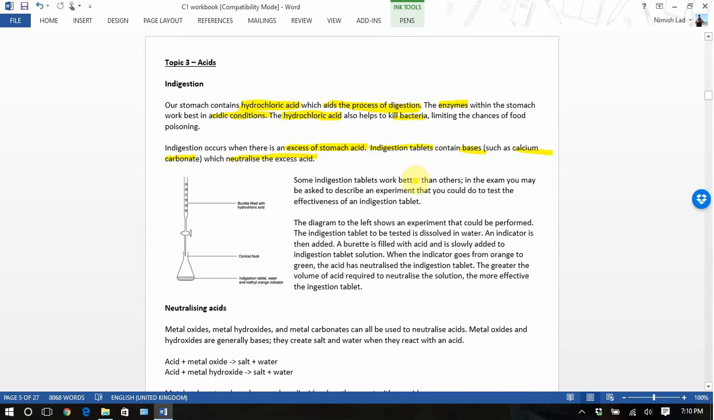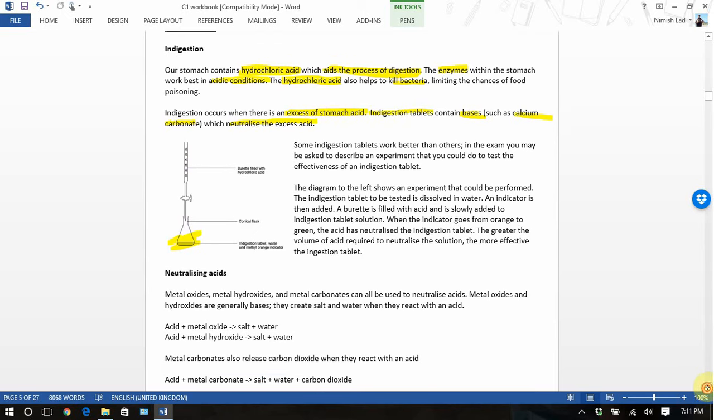So some of these work better than others. You might, in the exam, be asked to describe an experiment for how you could test it. So you'd have an indigestion tablet and you dissolve it into water and an indicator, so you can see when it goes neutral. You then fill a burette full of hydrochloric acid. As the acid comes in, it will neutralise the indigestion tablet solution. The greater the amount of acid required, the better the indigestion tablet, because that means it's stronger. So the greater the volume of acid required to neutralise this, the more effective the tablet.